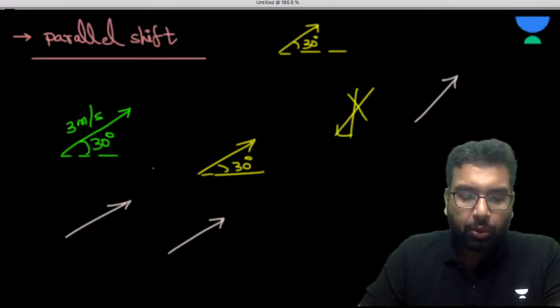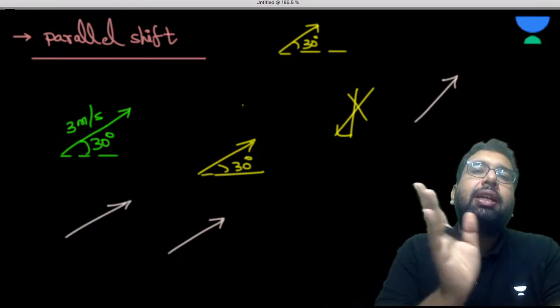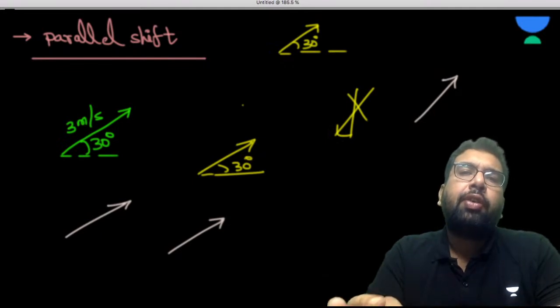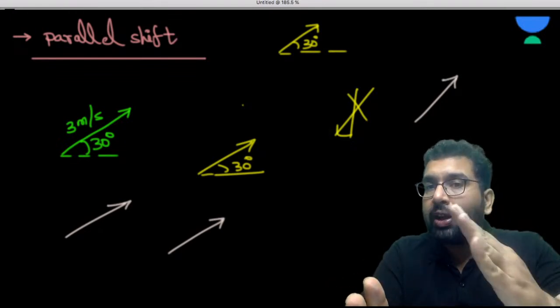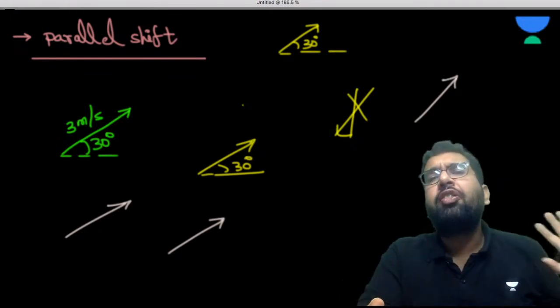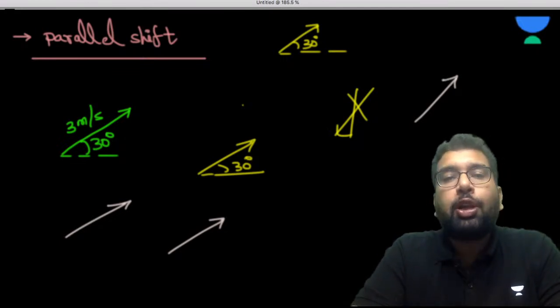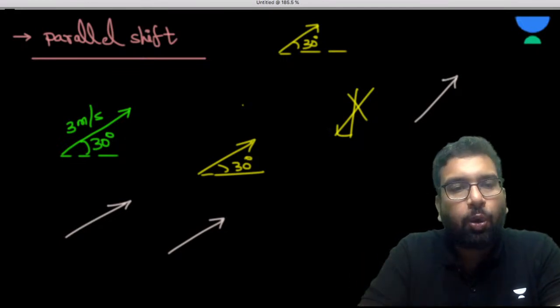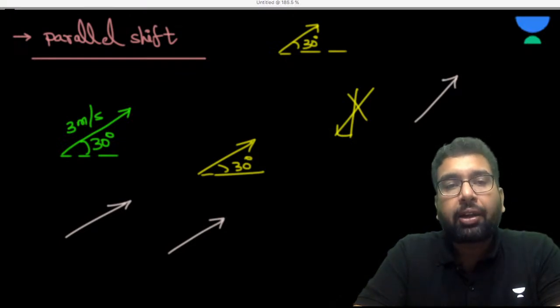It has to have the same direction. That means it must have the same angle wherever you make it. Wherever you make it, it must have the same angle with the horizontal, and it must have the same magnitude. So one vector can be shifted anywhere you want, provided you are not changing its magnitude and not changing its direction. I hope this is fine. So this is what we call parallel shifting of the vector.